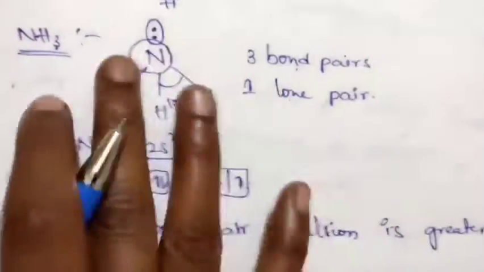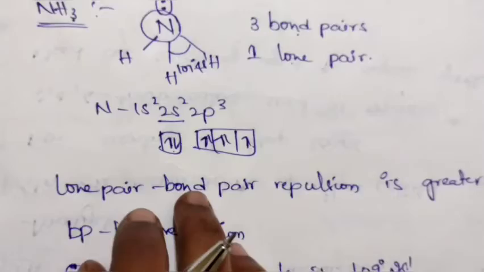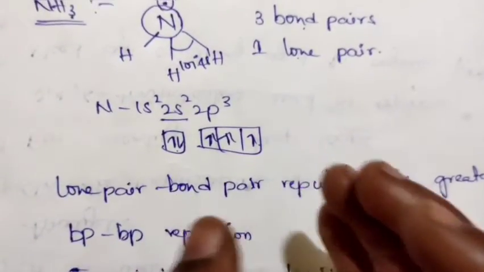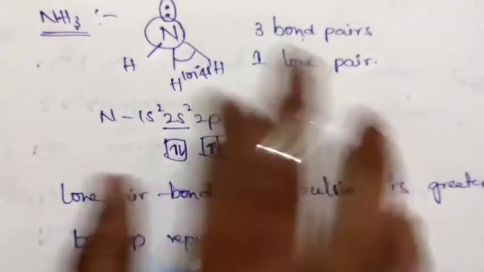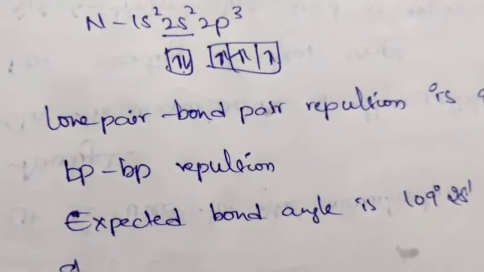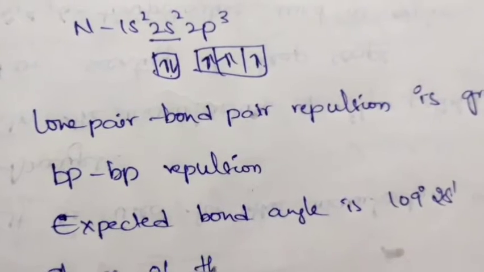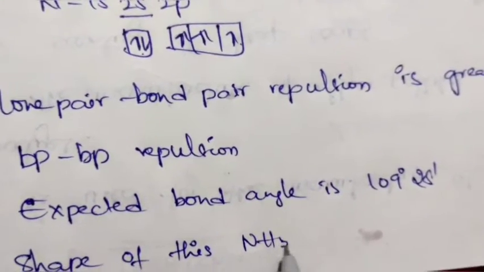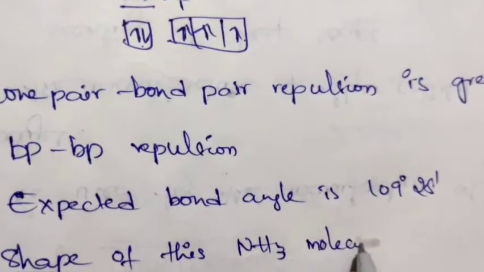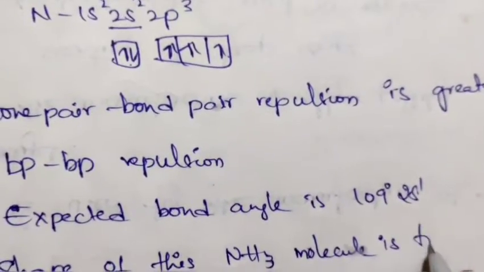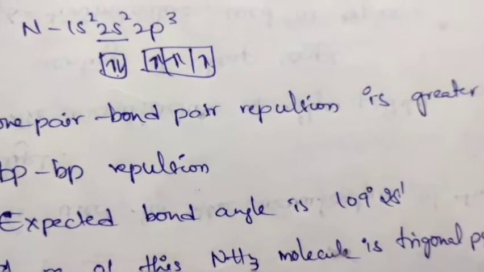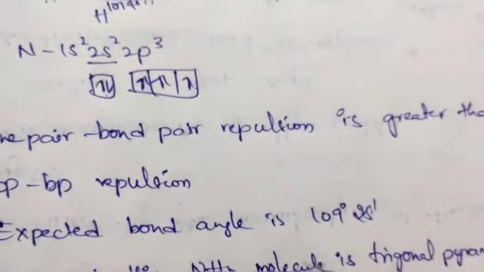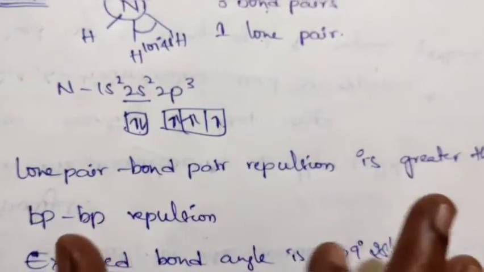Okay, why? Because lone pair bond pair repulsion has more energy or more repulsion compared to the bond pair. Okay, and the shape of this ammonia molecule is trigonal pyramidal. Okay, this is about the ammonia molecule.